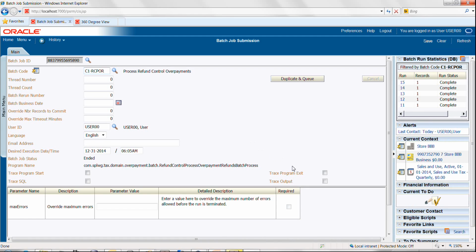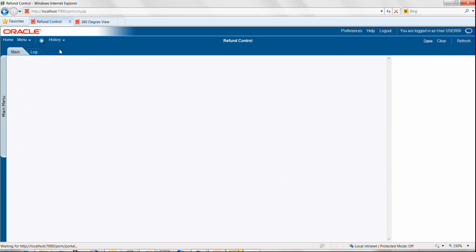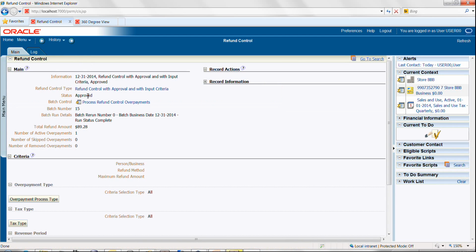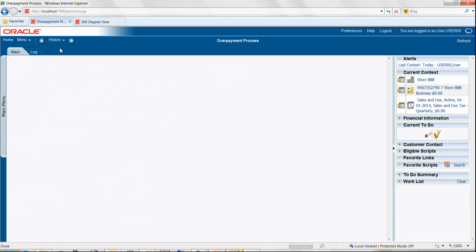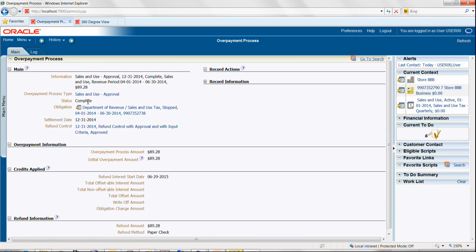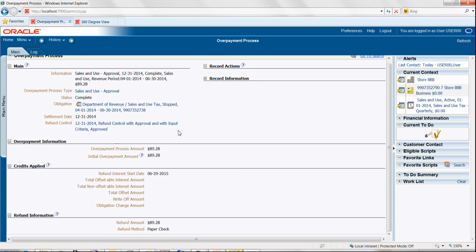So the batch is now completed, and if we go back to the refund control, we will see that it's now moved to state approved, and if we go back to the overpayment process, it is in the state complete. And what it shows now is that the 8928 was now sent as a refund to the taxpayer.